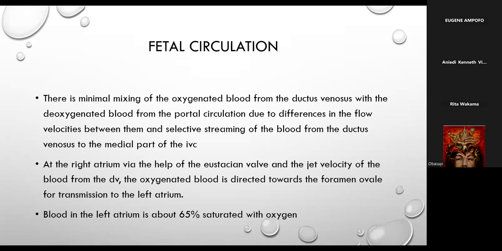This is as a result of differences in the flow velocity between that from the ductus venosus and those that drain the deoxygenated blood from the abdomen and the lower extremities. So the blood in the ductus venosus has a higher velocity and is more oriented to the medial part. It's described as the medial and posterior part of the inferior vena cava, whereas the deoxygenated blood is more aligned to the lateral and anterior parts of the inferior vena cava.